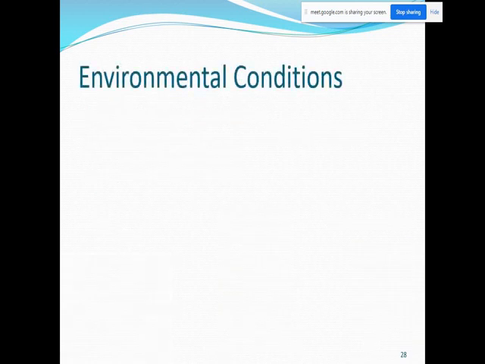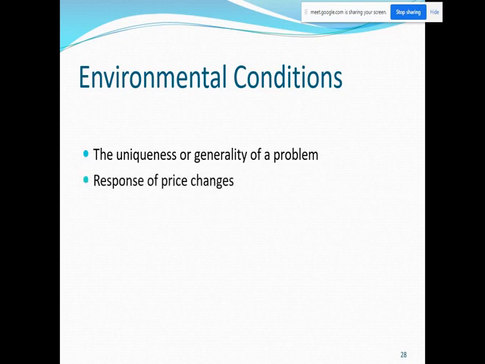Now let us look at some of the environmental conditions which might actually influence your research problem. It may influence the uniqueness and genuineness of a problem. A response to price changes, because as environmental conditions change, price changes take place. Sometimes price changes take place very rapidly. You must have seen that during the corona pandemic and even today, everywhere there was a price hike. In every product there was a price hike, and only one thing's price diminished, and that is hand sanitizer. Other than that, every price was increasing like anything.